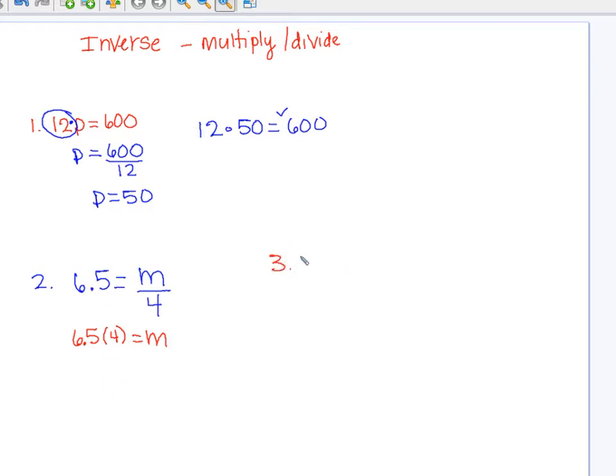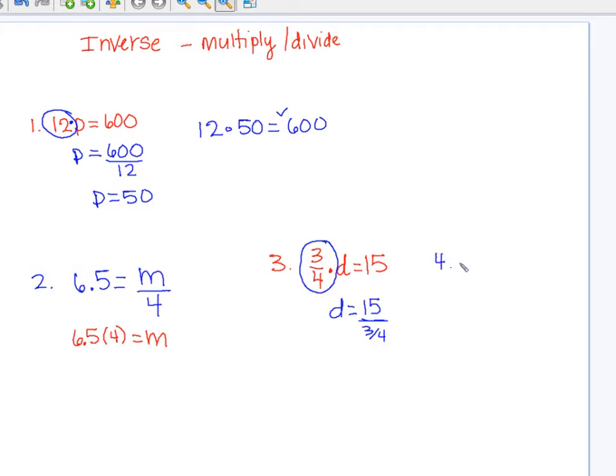Number 3. 3/4 times d equals 15. So instead of timesing by 3/4, I like to circle my operation and my number so I know what I'm working with. So instead of timesing by 3/4, what's the opposite of times? Divide. 15, leave 15, divided by 3/4. Remember, the way you see it, the way you say it, is the way you put it in the calculator.